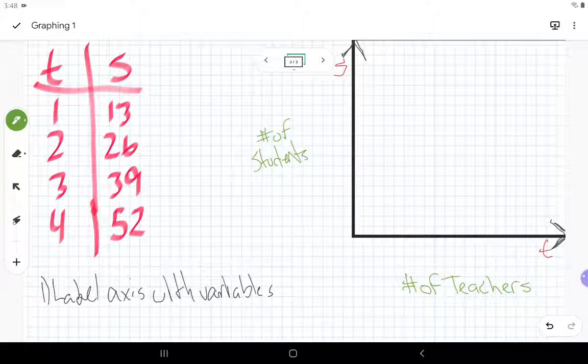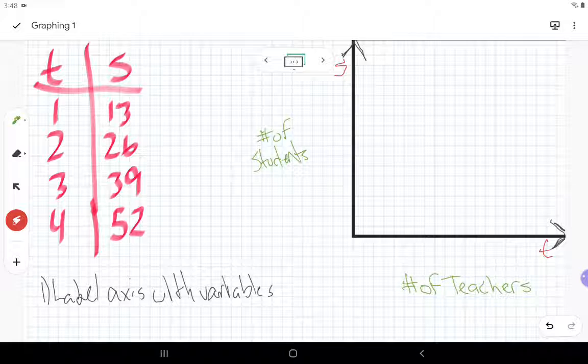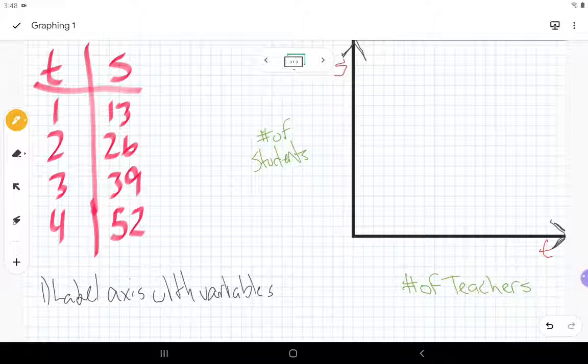Okay, so I've taken care of my labels where I've put my variables onto the different axes. And I've put titles because I know information about what's going on in the graph. It's not just numbers. These numbers represent how many teachers there are. So I'm going to put that information here. Okay. Now I need to also use a nice consistent scale. So where my 2 lines meet here, that is 0.